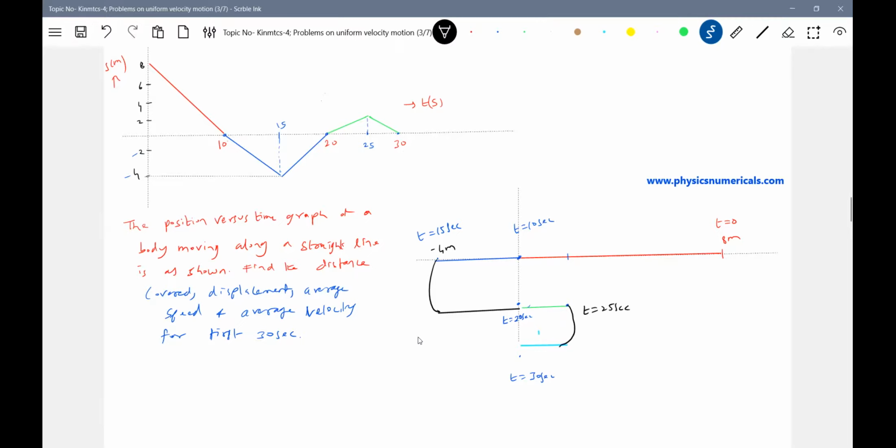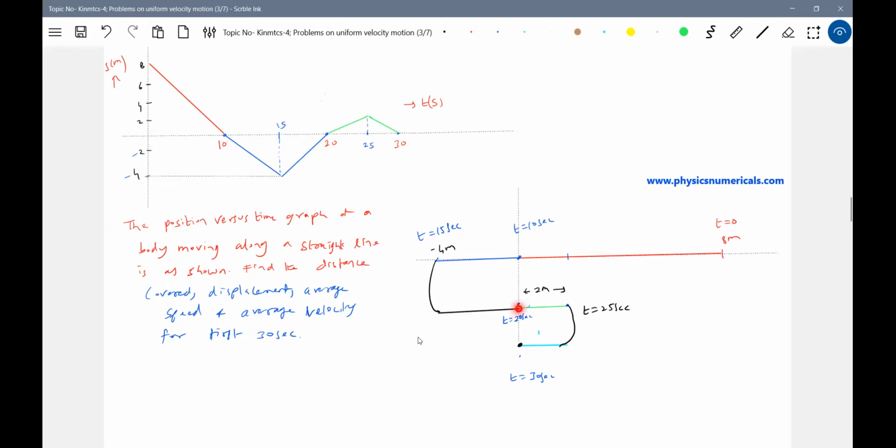This is actually the motion of the object. It was at 8 meters. It will reach the origin at 10 seconds, moving towards left. Then it will cover a distance of 4 meters along the negative x-axis because velocity is negative here, so it is moving towards left. Then at t equal to 15 seconds, it will be at minus 4 meters. Then again at t equal to 20 seconds, it will be back at the origin.